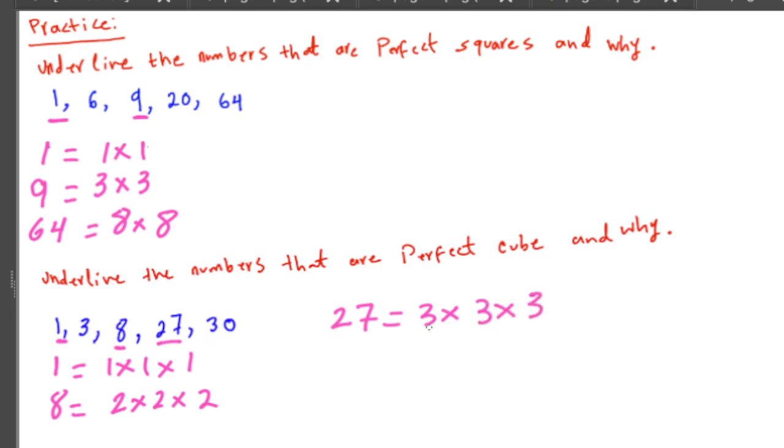So we have a whole number 3 that I can multiply by itself twice and I get 27. So 27 is a perfect cube. What about 30? 30 is not a perfect cube.